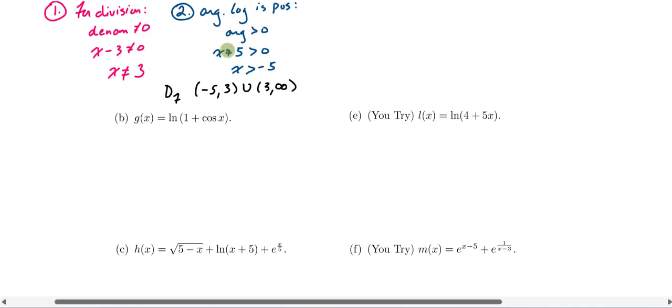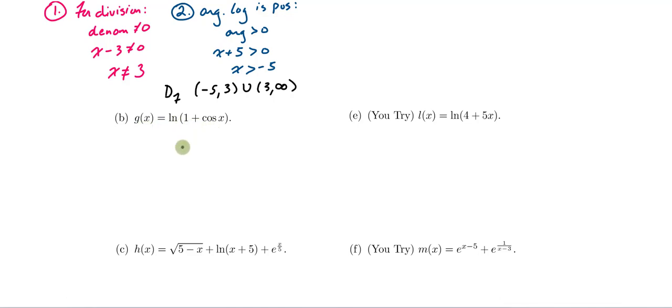Let's look at this problem here. This one's a little bit more difficult. G of x is equal to the natural log of 1 plus cosine of x. So let's ask ourselves, what are the problematic operations? I'm taking the cosine of a number, I'm adding 1 to a number, and then I'm taking the natural log of that. Of those three operations, only one of them has a restriction, and that's the logarithmic operation. So we need the argument of the log to be positive.